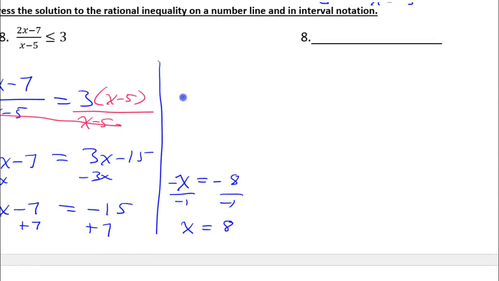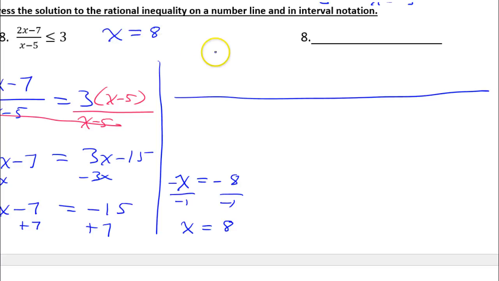So here's my number line. All right, so so far I have x equals 8. That has to go on the number line. In addition to that, we need any excluded values. So looking at this denominator, I know that x cannot equal positive 5. So these are the two values for the number line. So I'm going to have 5 and 8.